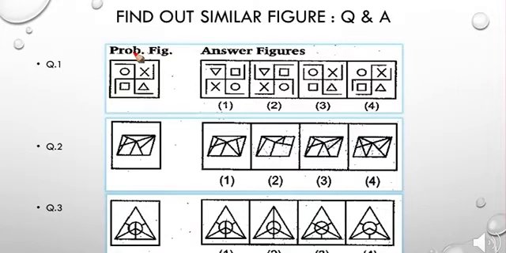Question number 1. There is a problem figure given and there are 4 answer figures given. In such questions, we need to first carefully see the problem figure and watch each of the minute designs carefully. What we see is that the main frame, the main outer design, is a perfect swastika. So quickly now we can go to the answer figures and see which of the answer figures has similar or the same swastika design.